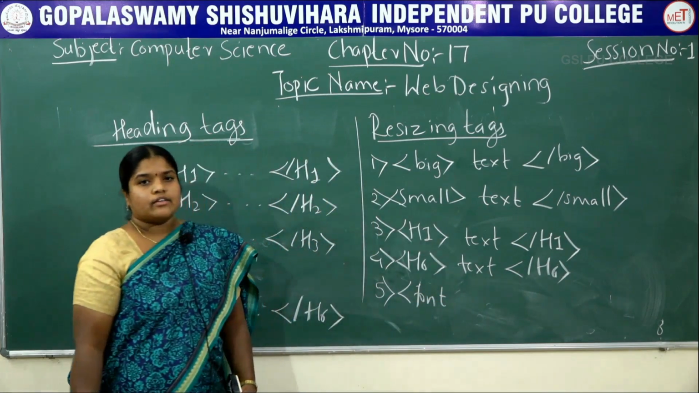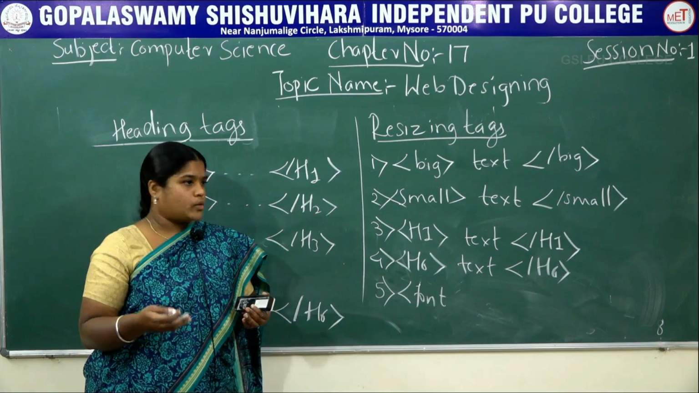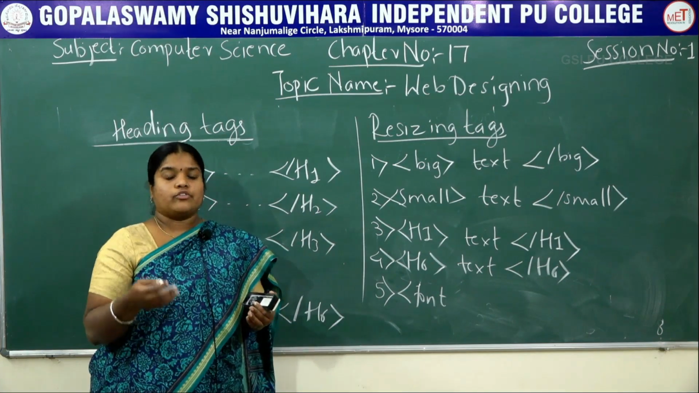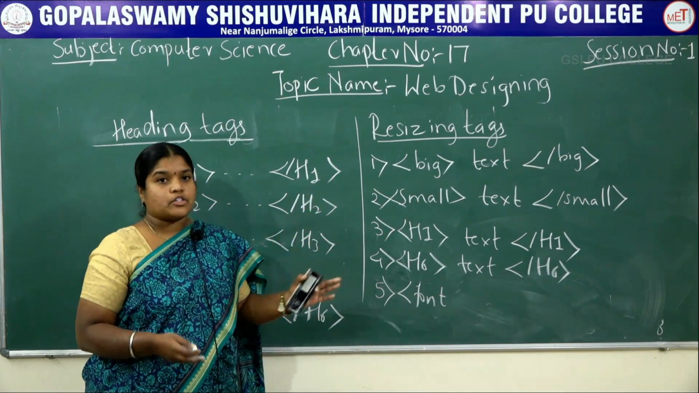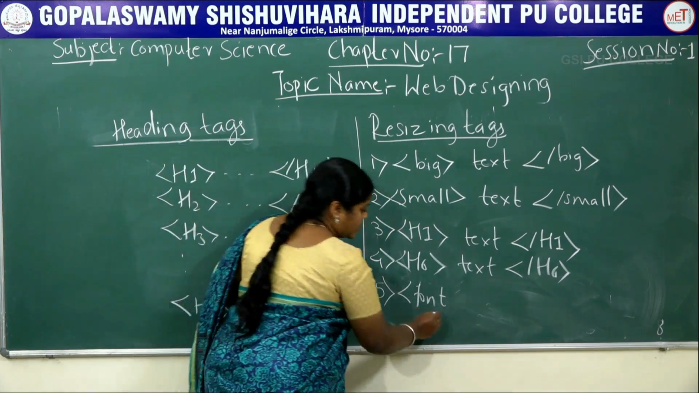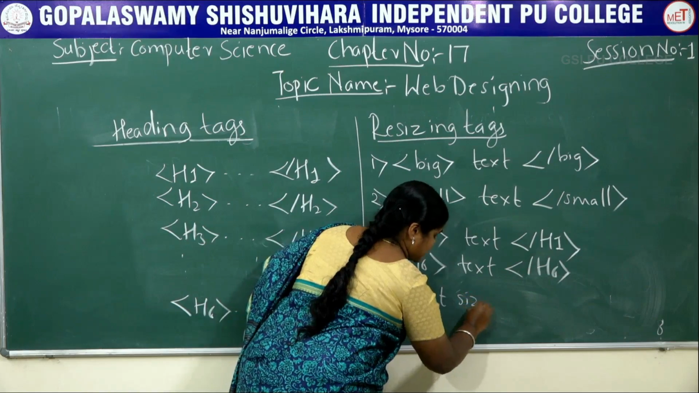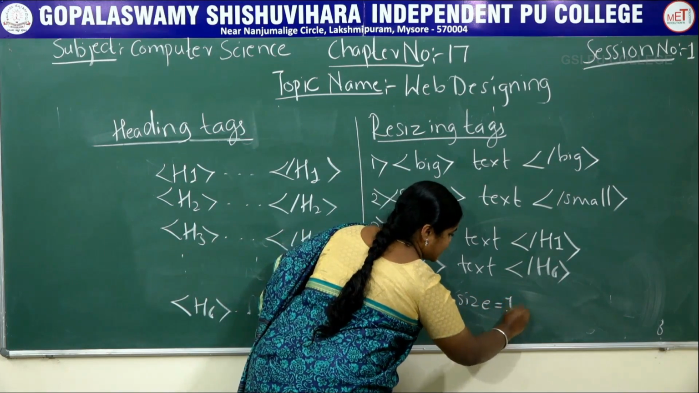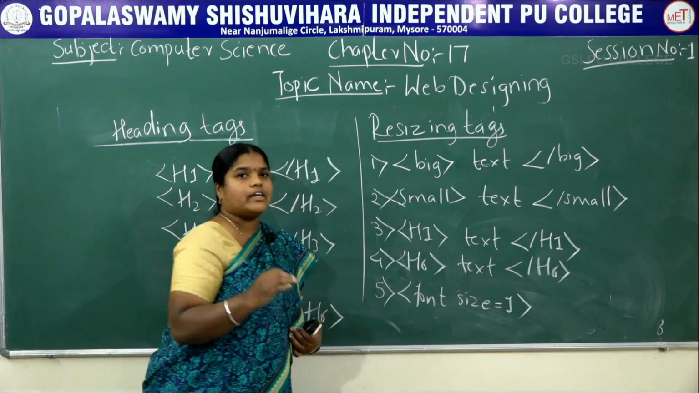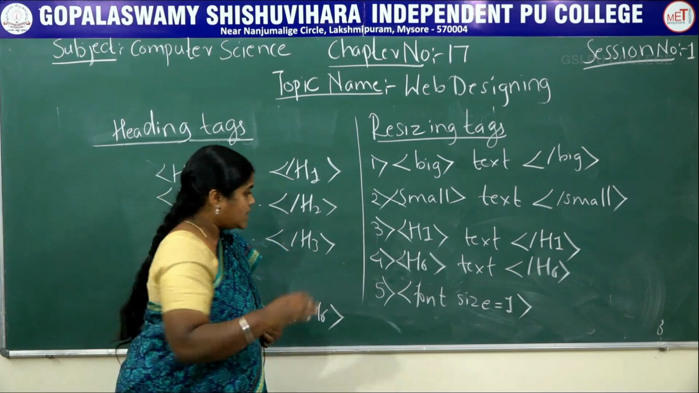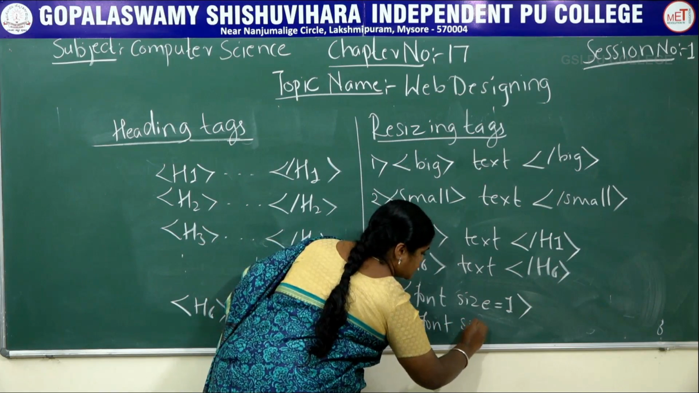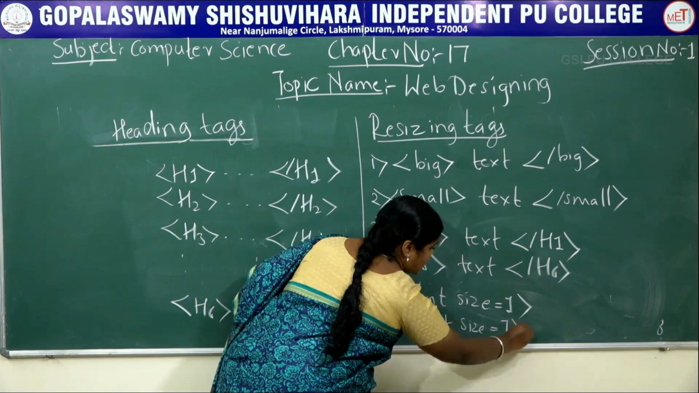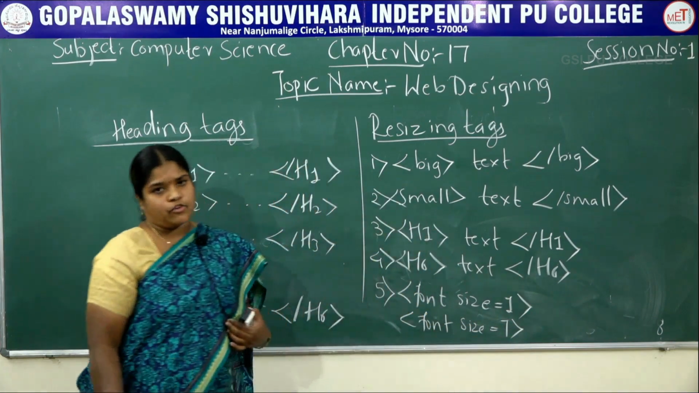With the font tag, there are a number of attributes that can be used. You can use the attributes face, size, and color. As we are going to talk about size here, we are going to use the attribute size. If I say size is equal to 1, it will give the smallest font size. If I say font size is equal to 7, it will give the maximum font size.